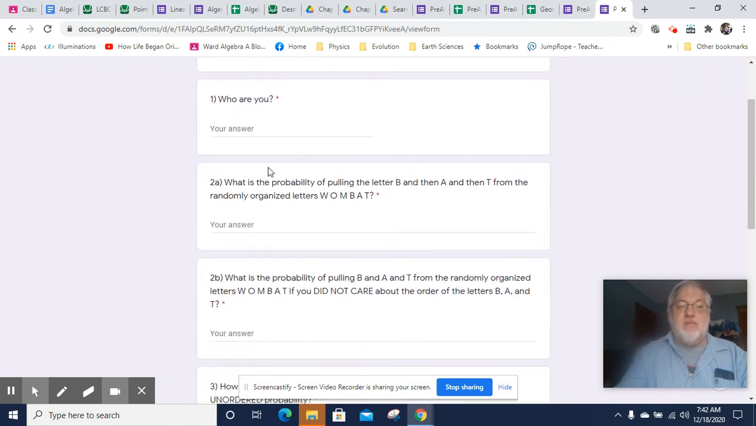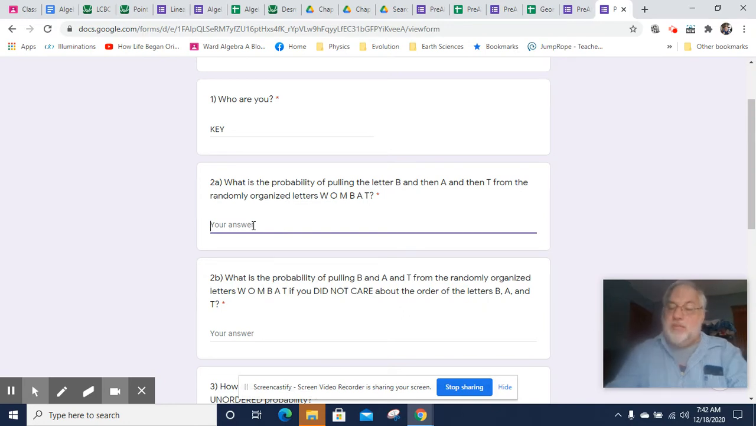So the way you'd figure out the probability of pulling a B, then an A, and then a T from the randomly organized letters of Wombat is this. We're going to need to figure out all the possible ways that you could pull three letters from Wombat, and that's your total possibilities.